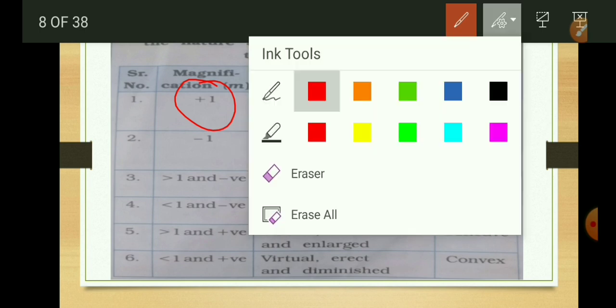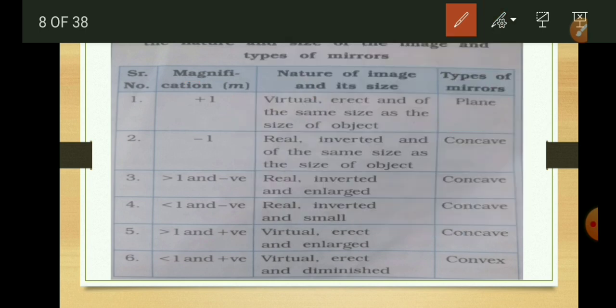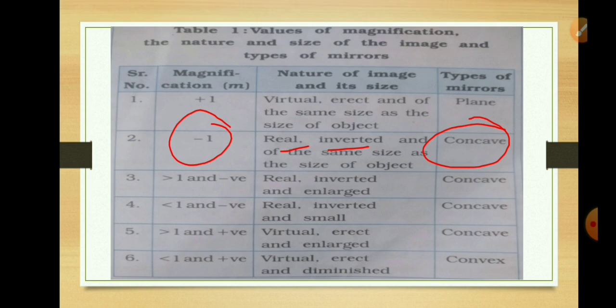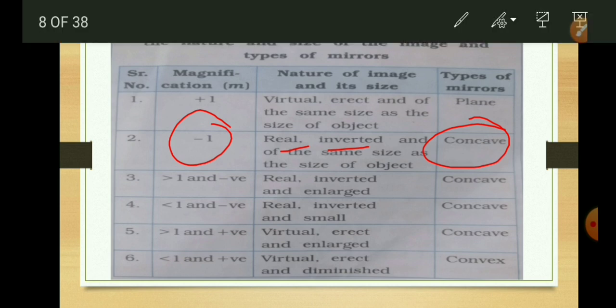See the second case. In this case, the value of magnification is minus 1. As I told, a minus sign in case of magnification means it is a real image. 1 means the size of the image is the same as the size of the object. So here we can understand that the image is real, inverted, the same size as the object, and the mirror will be a concave mirror.